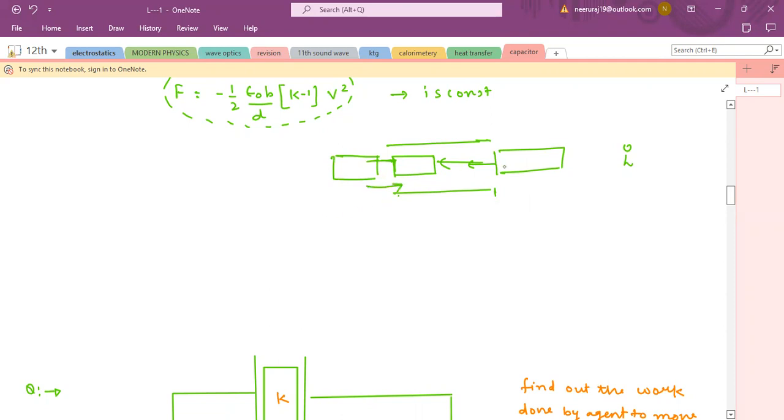So this plate does oscillation. It does not do SHM because the acceleration is constant, because this force is constant. So the acceleration from this point to this point is constant. This is a proper subjective question. You will solve it somewhere, you can get this question. Just try this question.